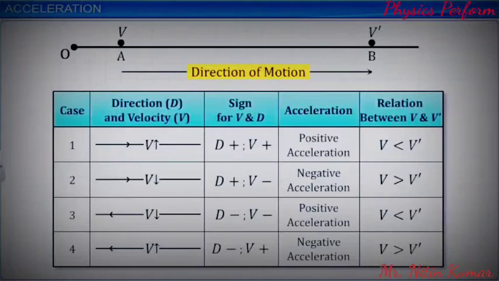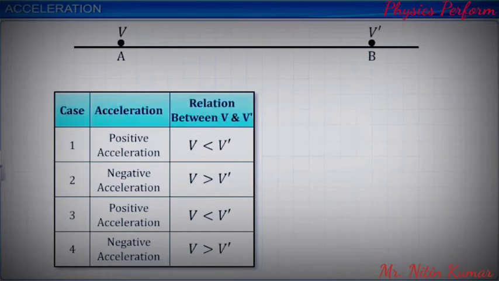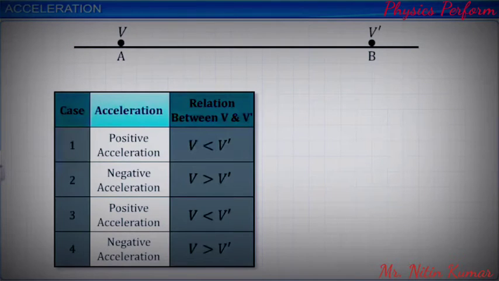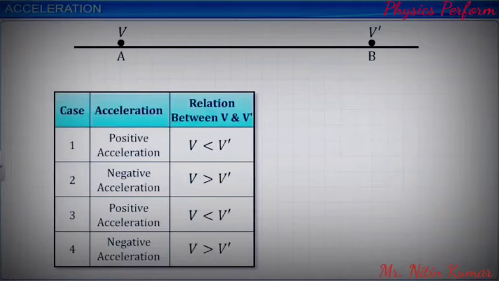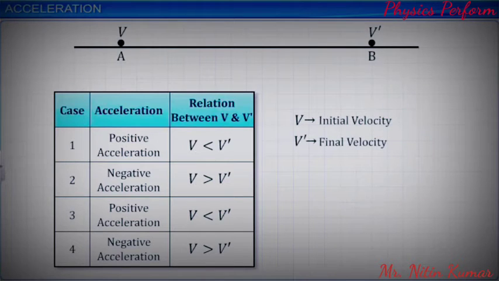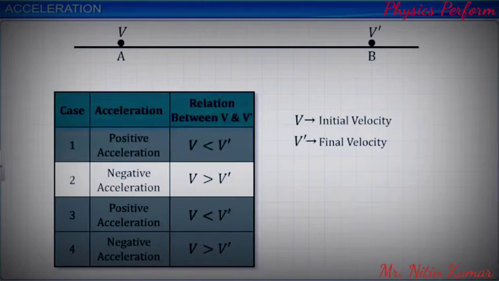If the origin and direction of motion are discarded, we are left with the type of acceleration and the relation between the velocities at 2 points. If V and V' are taken as the initial and final velocities in any given problem, then if V is less than V', acceleration is positive, else negative.